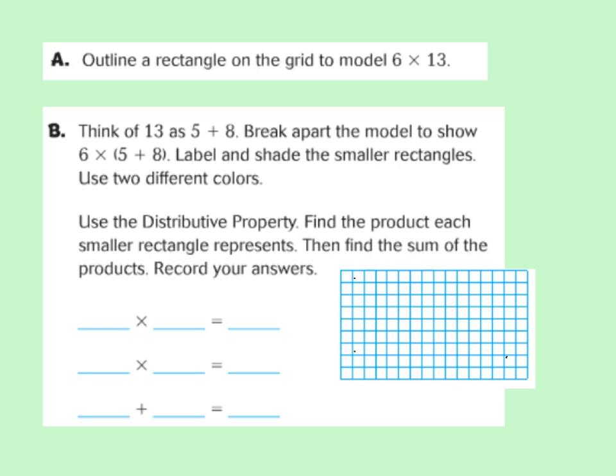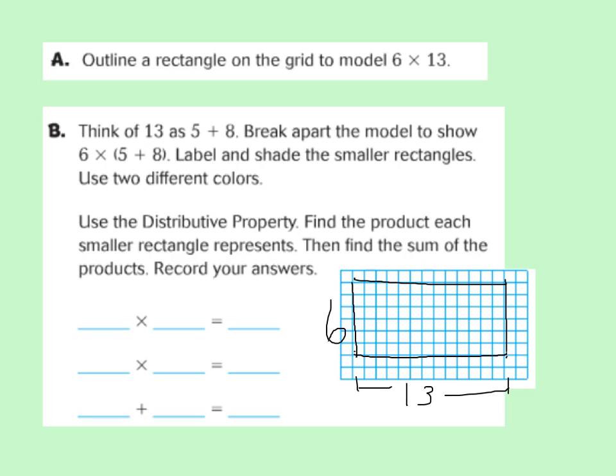Okay, we're going to be solving the problem 6 times 13. We're going to start by modeling this on a grid. So I'm going to draw a rectangle that shows 6 times 13. And then I'm going to think about this side as being the 6, and this top or this bottom, this whole part from here to here, that's our 13.